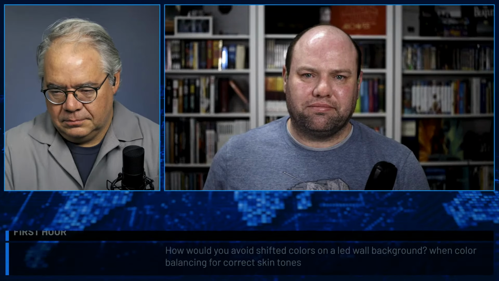Next question from Gilberto in Santa Cruz, Bolivia. How would you avoid shifted colors on an LED wall background when color balancing for correct skin tones? Go ahead, Karl. So first you'll need to actually choose what color, so if you're going to shoot tungsten or daylight as far as the talent. And then most controllers for these LED walls can set the white point. My television can even do it as well.